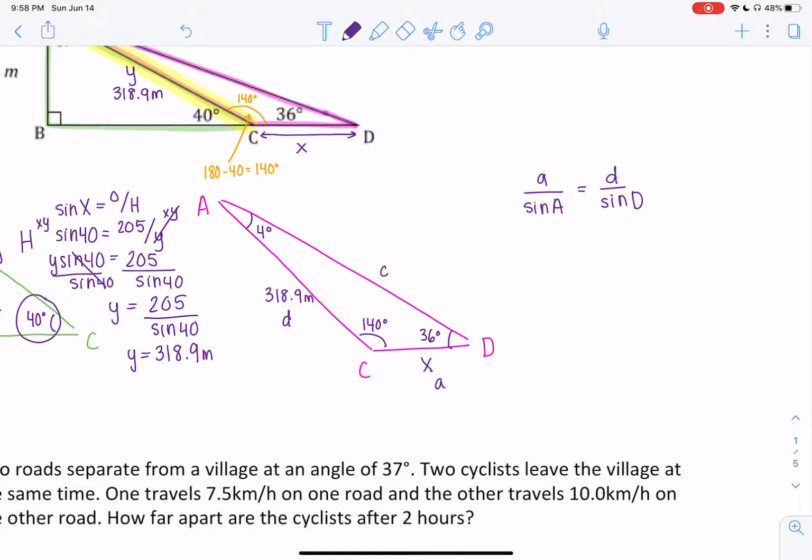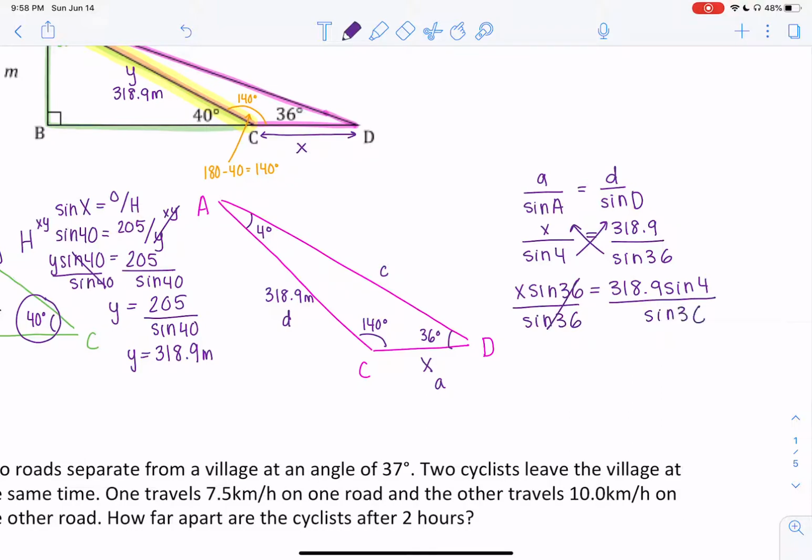And because I've already labeled my triangle, filling in my equation is pretty straightforward. So little a is x, sine 4 equals 318.9 all over sine 36. Now, because I have a fraction equaling a fraction, I can cross multiply. So we have x sine 36 equals 318.9 sine 4. Now to get x all by itself, I need to divide by sine 36 here and divide by sine 36 over here.